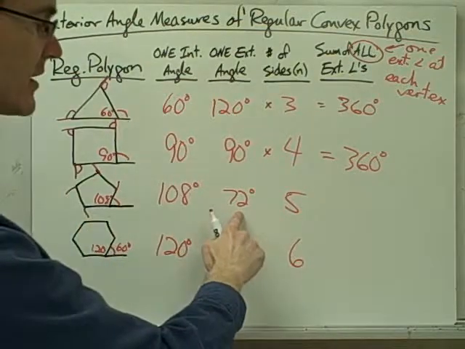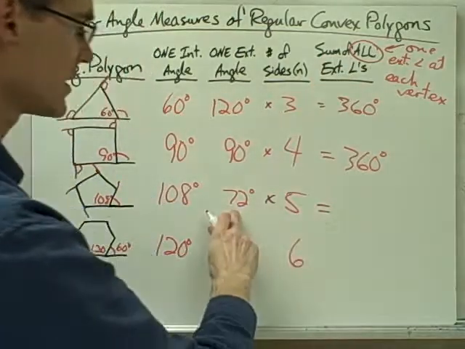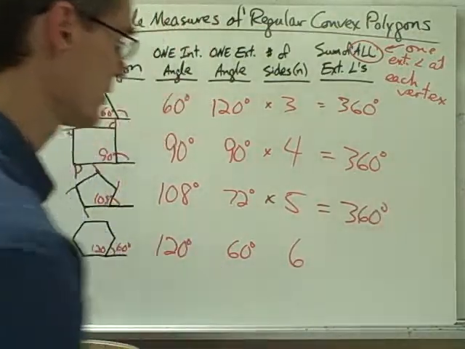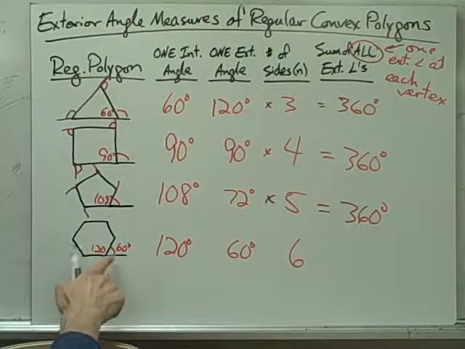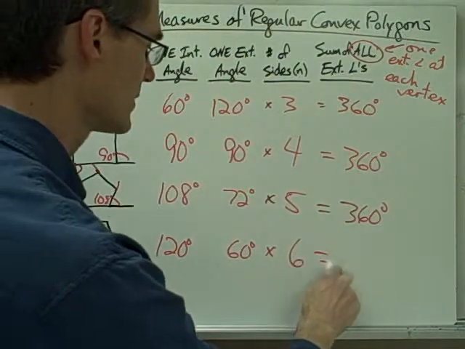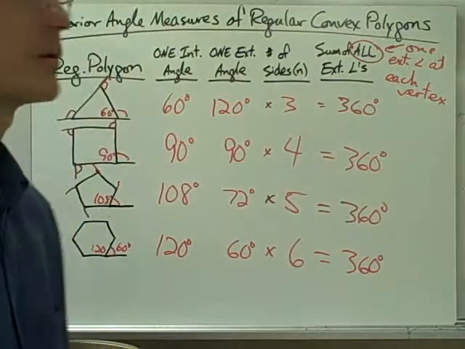If each exterior angle is 72 degrees, then the sum of all of the exterior angles is 72 degrees times 5, which is 360 degrees. A hexagon has 6 exterior angles. Each one is 60 degrees. 60 degrees times 6 is 360 degrees.